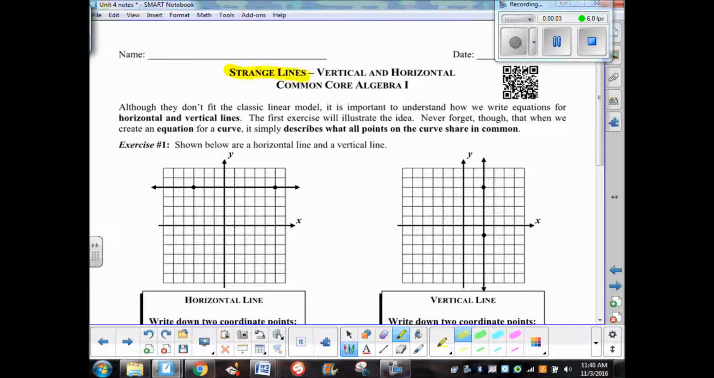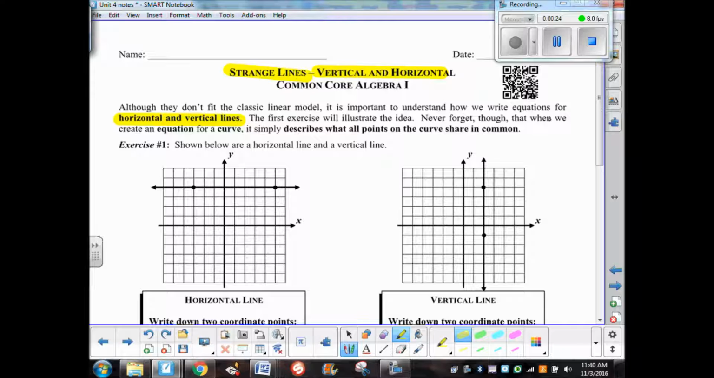Straight lines, vertical and horizontal. So this is lesson 8. It says, although they don't fit into the classic linear model, it is important to understand how to write equations for horizontal and vertical lines. I think these types of lines are probably the easiest to write, but we tend to mix them up.